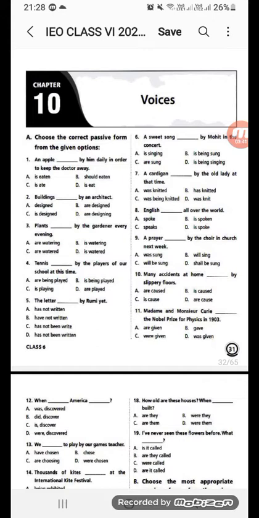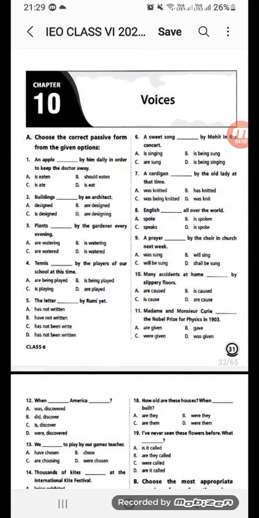A century, which was the object in the previous sentence, is now acting as the subject. A century was scored by Sachin. Sachin, this word was the subject in the previous sentence, but now it is acting as the object. So here, as you can see, are the examples of active and passive voice.